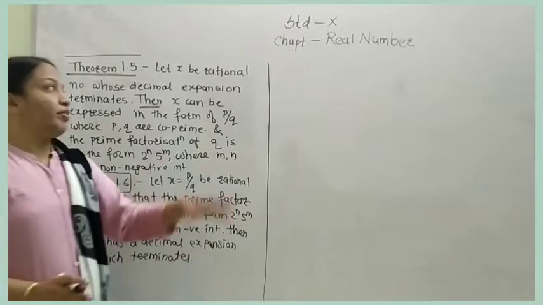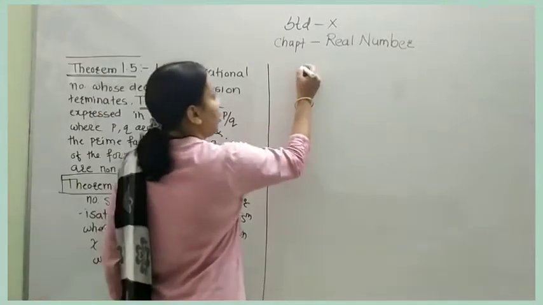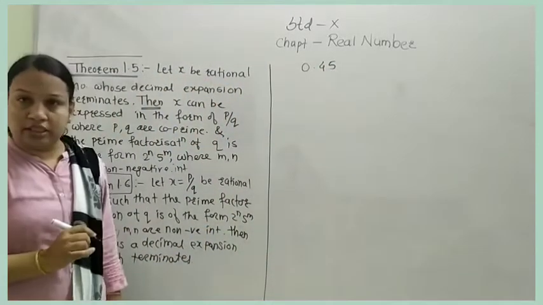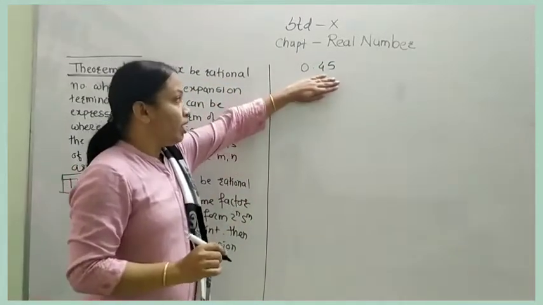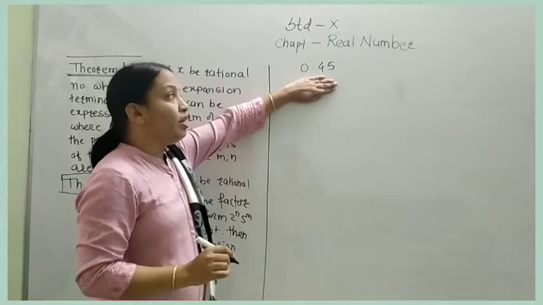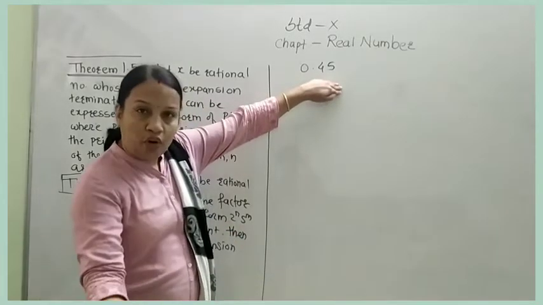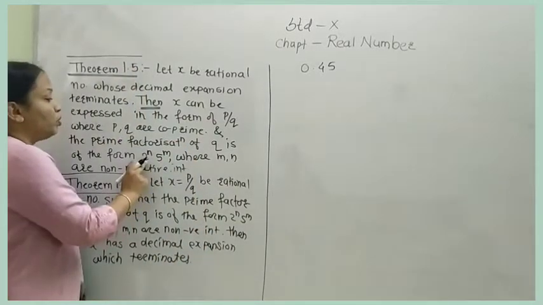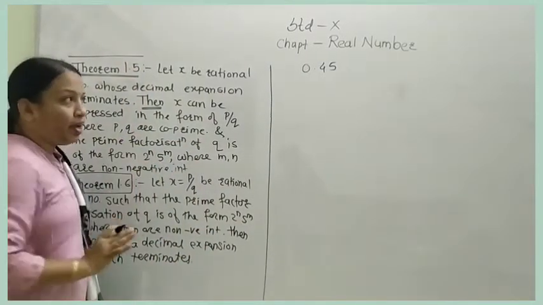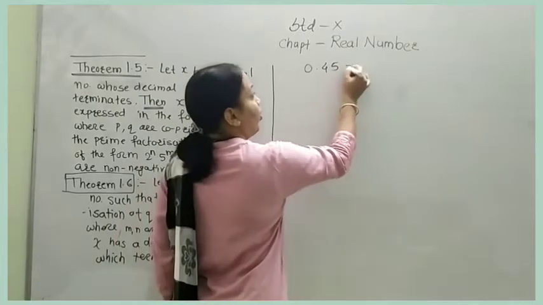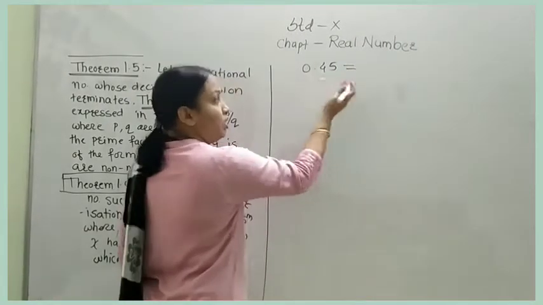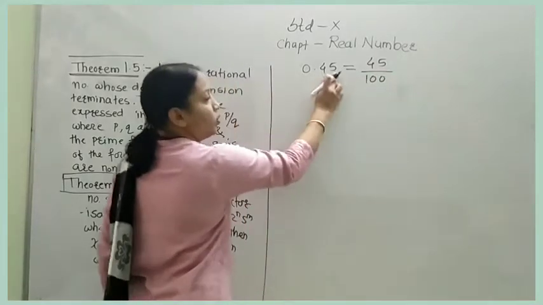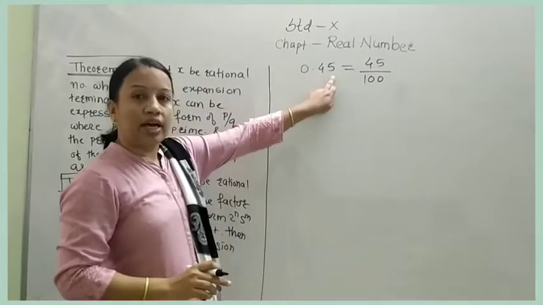Means in simple language, if a decimal is a terminating decimal expansion, then it can be expressed in the form p by q, where q is in the form of 2 raised to power n or 5 raised to power m. How is it? Now you can write this. You know how to write it: 45 divided by 100. Why 100? Because there are 2 decimal places, 2 digits.